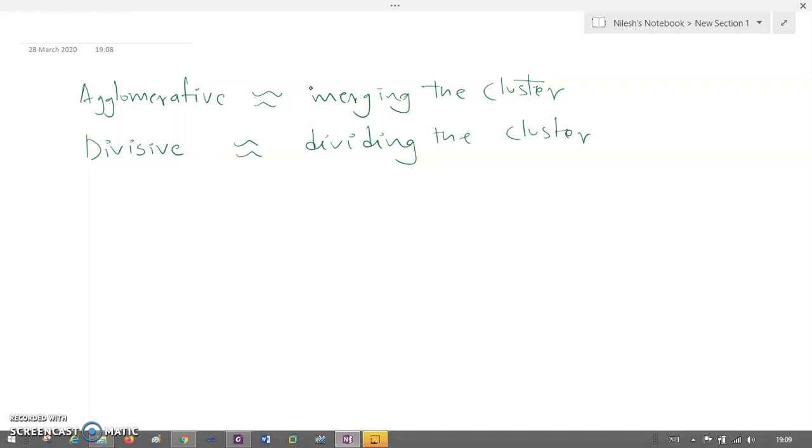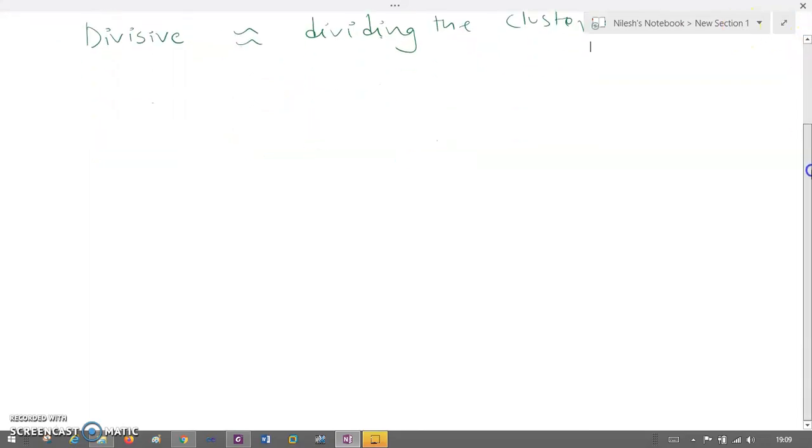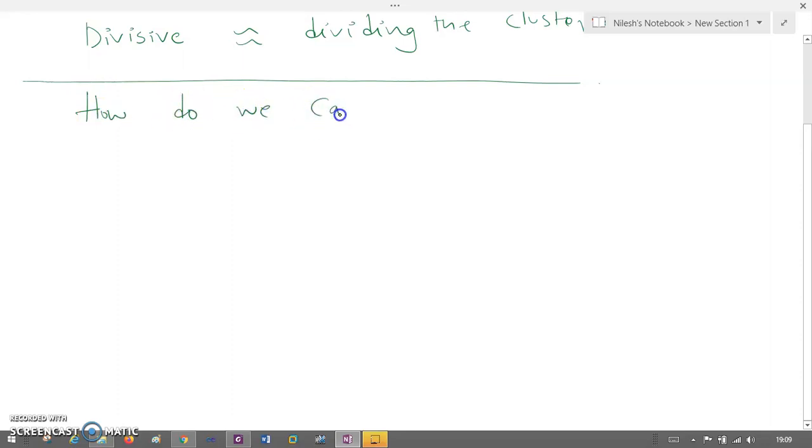So this is the important question that arises whenever we are dealing with clustering. Okay, so the question is, how do we calculate the similarity between clusters? Similarity between clusters, how can you find?